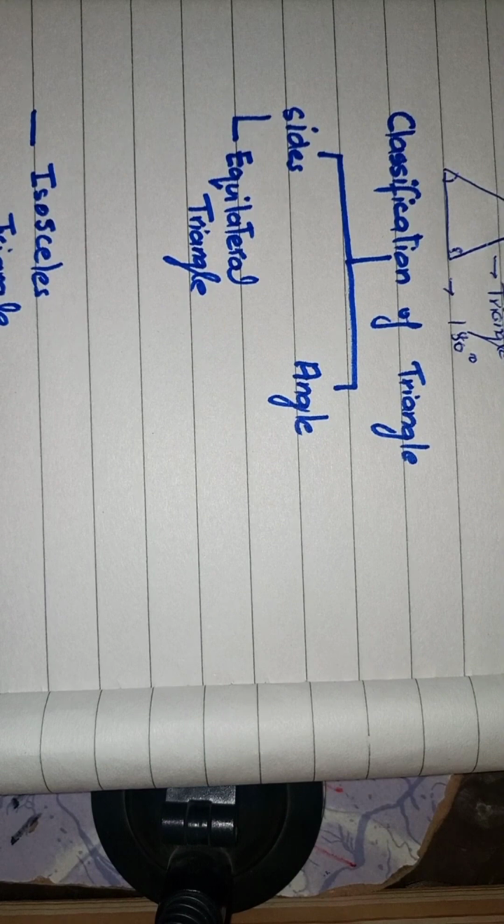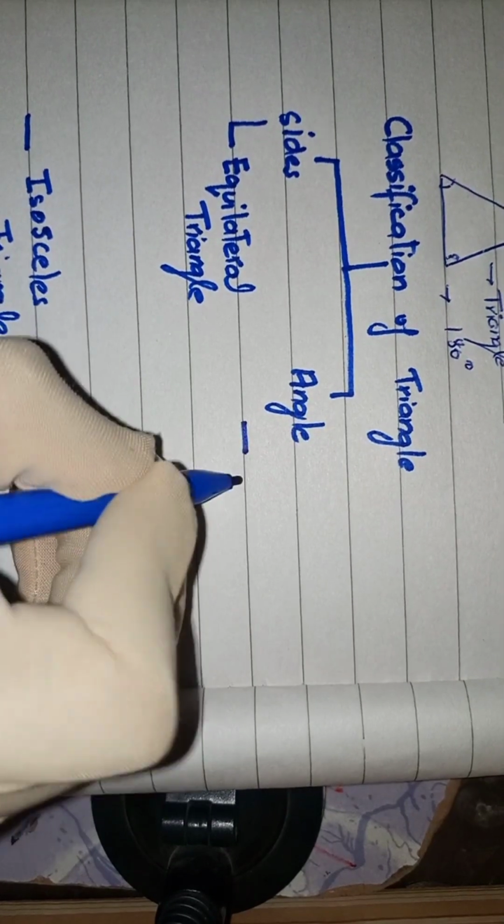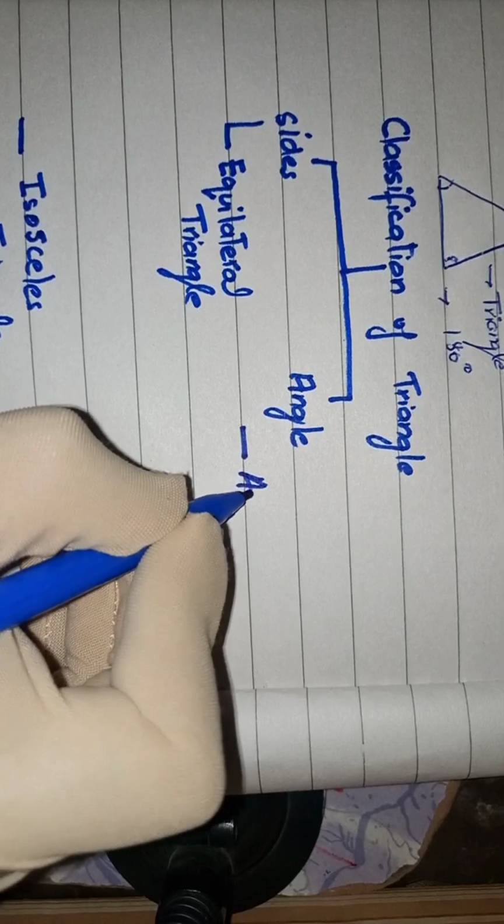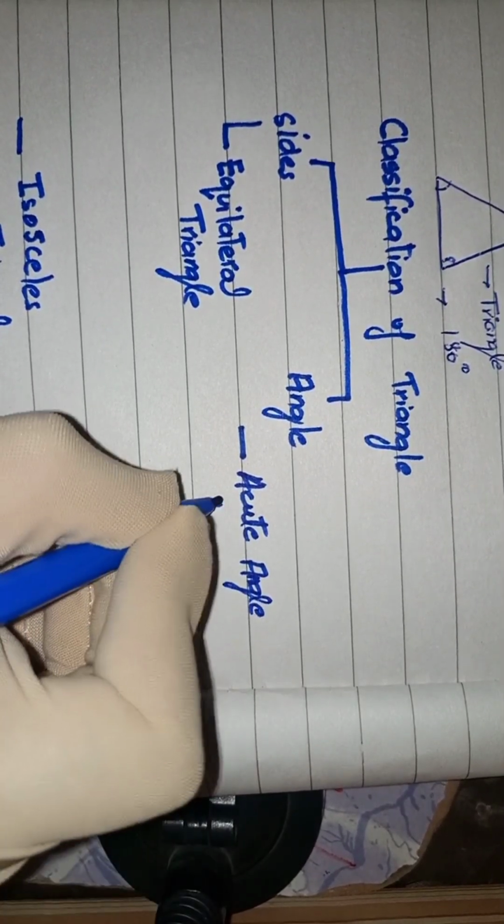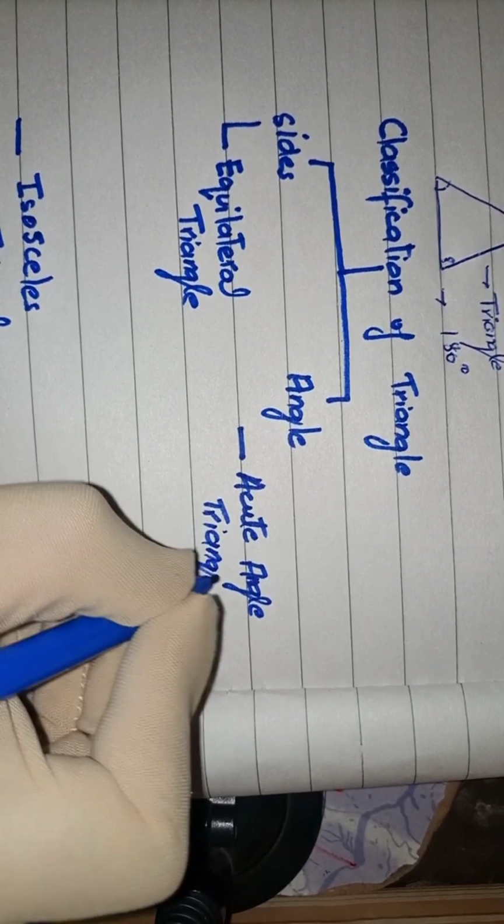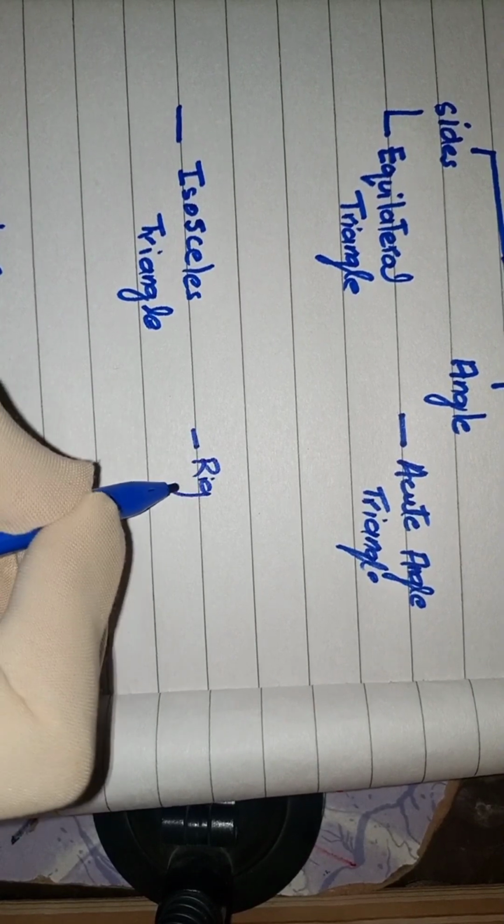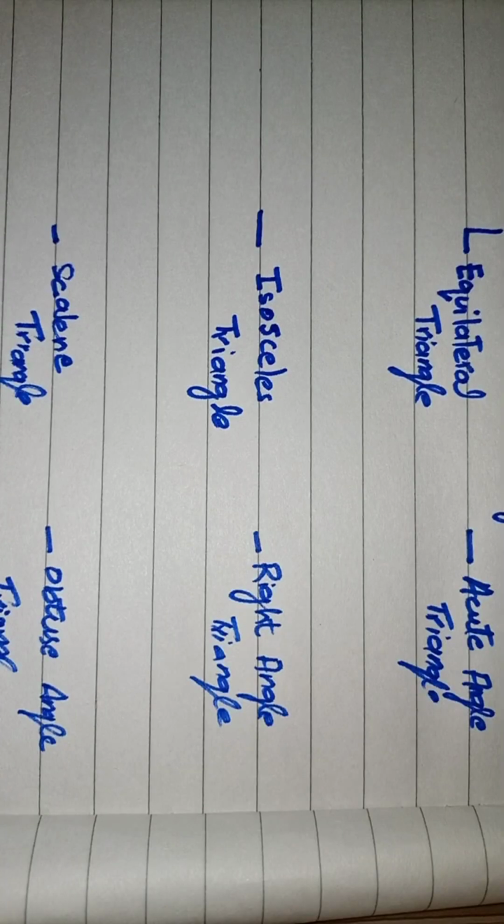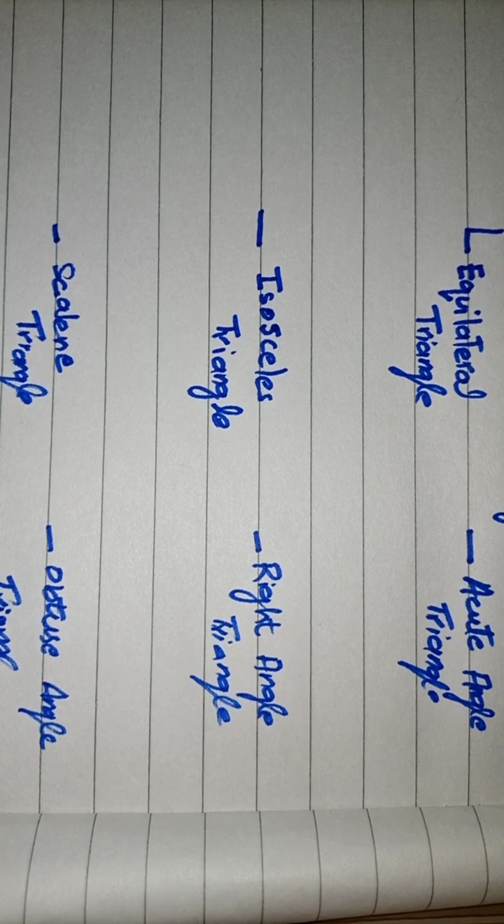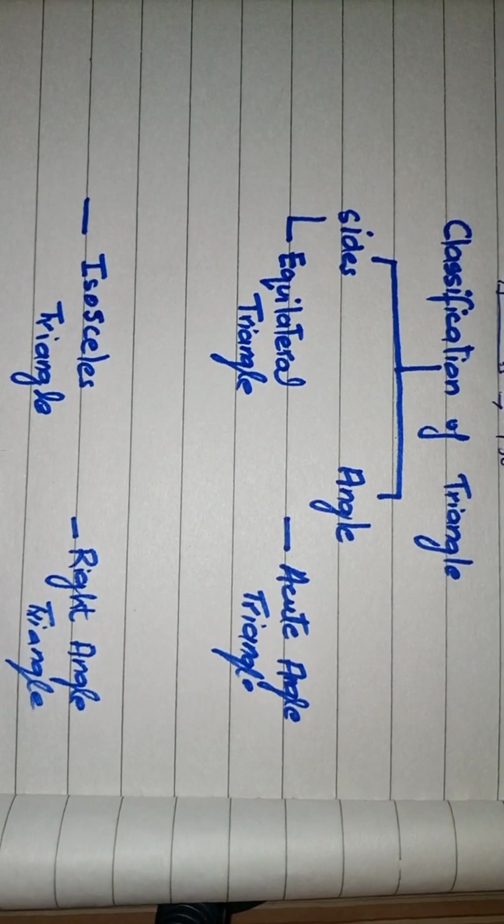On the basis of the angle, it can be classified as an acute angle triangle, a right angle triangle, and the last one is an obtuse angle triangle. This is the classification of the triangle on the basis of the sides and on the basis of the angle. Now we can discuss one by one.